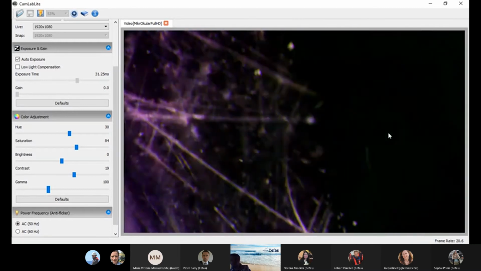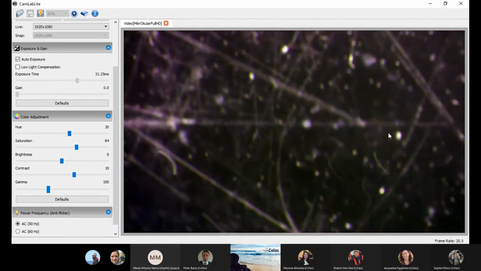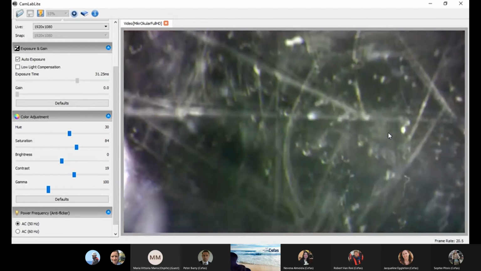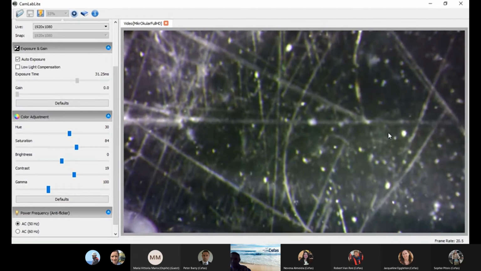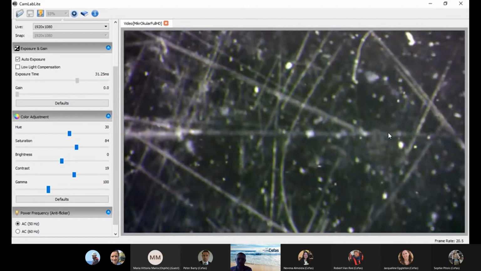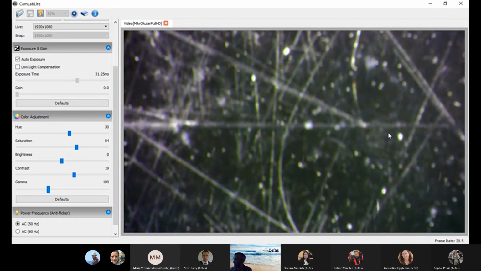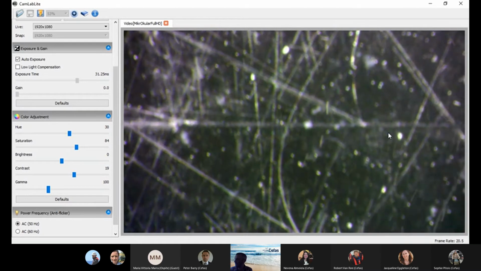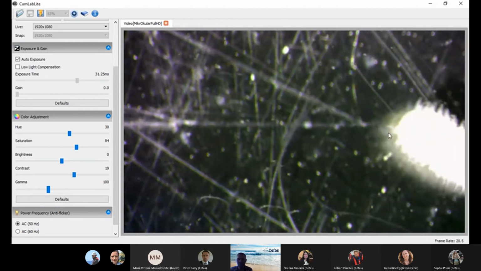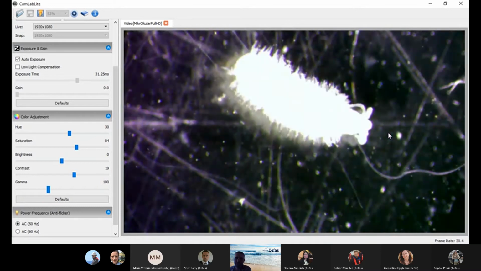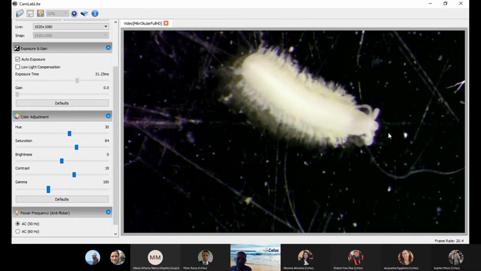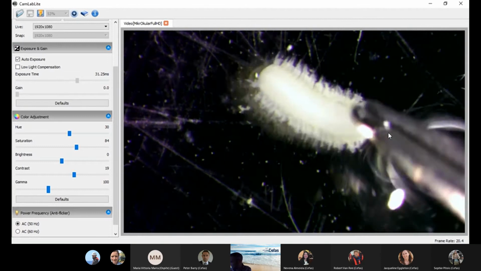If I just move to another cell, which everything is very kindly moved out of the way. Move these back into the middle. Just a few other examples of when I can find them in the camera. For example, another polychaete worm. That's a little Schistomaringus.